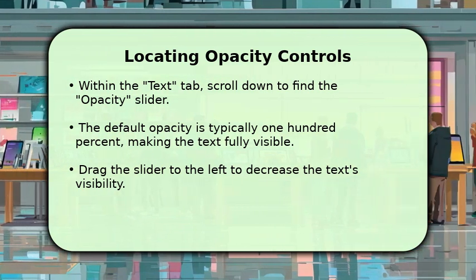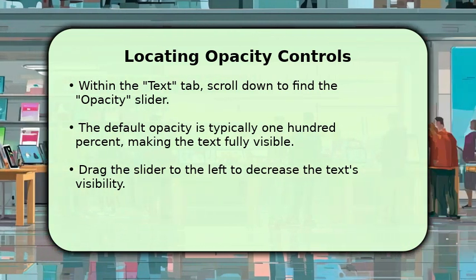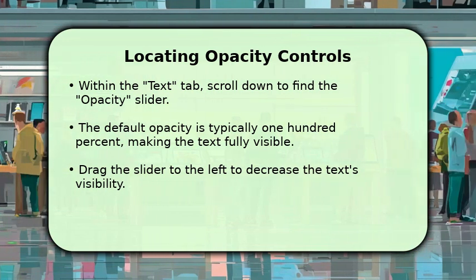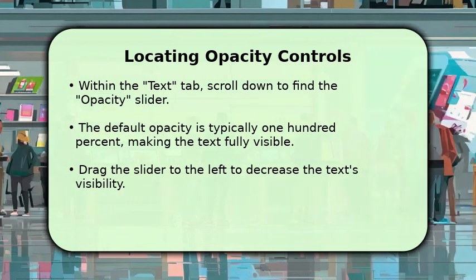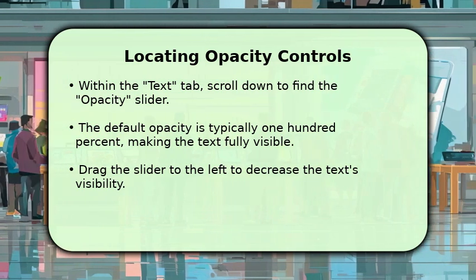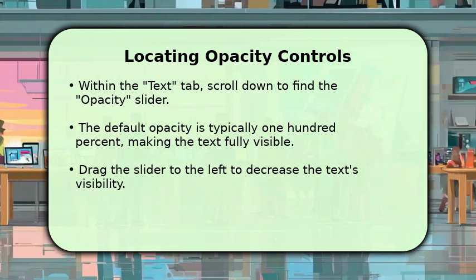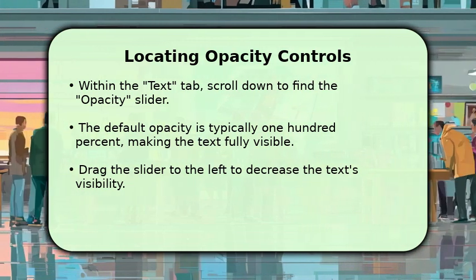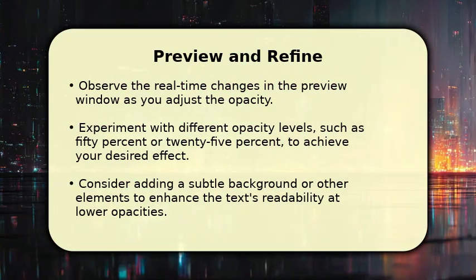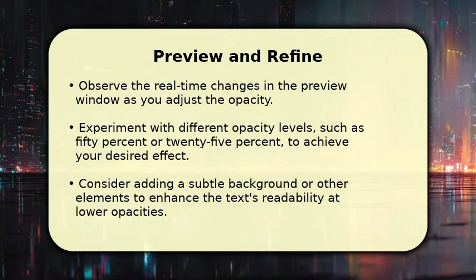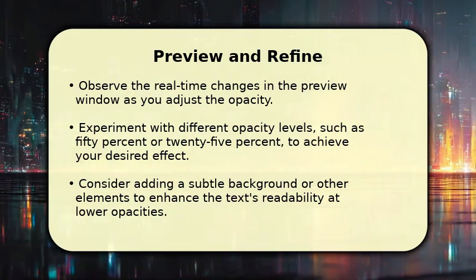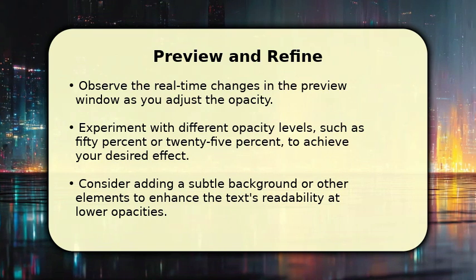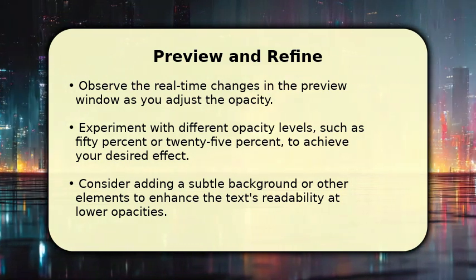To make your text more transparent, simply click and drag this slider to the left. As you move it, you'll immediately see the text on your canvas becoming less visible. You can adjust it anywhere from 0%, which makes it completely invisible, up to 100%. As you adjust the opacity slider, keep a close eye on your preview window. CapCut provides real-time feedback, so you can instantly see how transparent your text becomes.